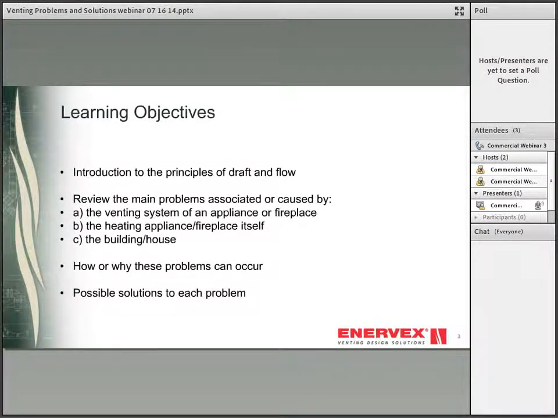Today, we will be discussing problems that can occur with venting a fireplace or stove, why they occur, and what you can do about it, what you can do to correct the problem. We will also briefly discuss the principles of draft and flow and the difference between mechanical and natural draft.